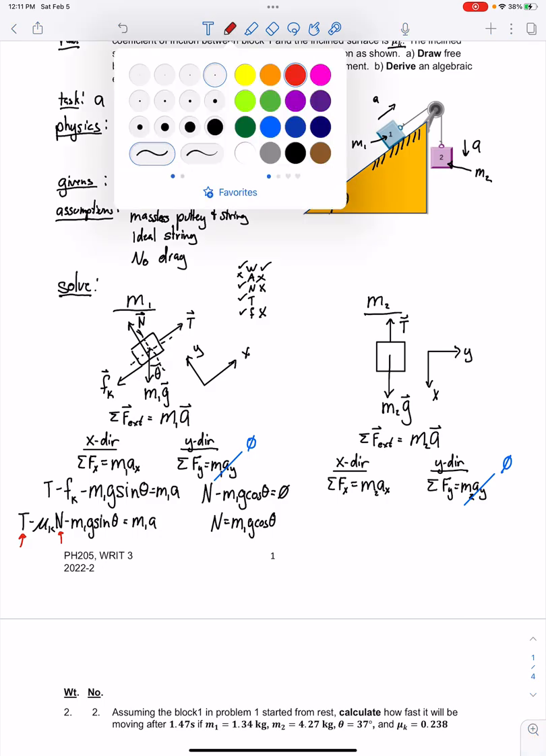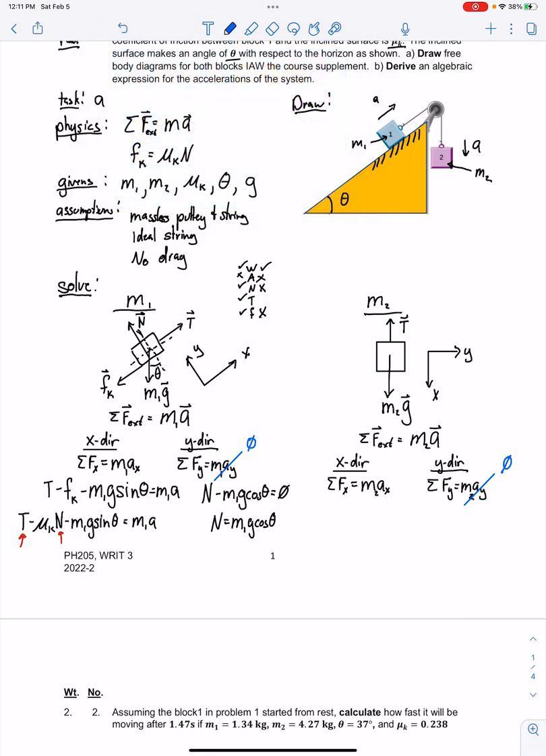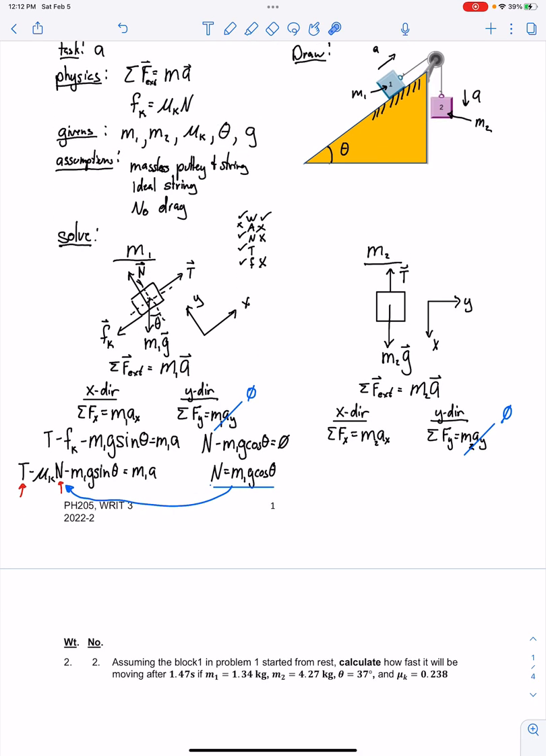And we've already found the N, right? Here's the N, the normal force. So we can take this and plug this in for that normal force. And so that'll allow us to get rid of the N. And that's fine because our expression for N is in terms of m1, g, and theta, all of which are given. So we're going to eliminate that normal force with a little bit of algebra.